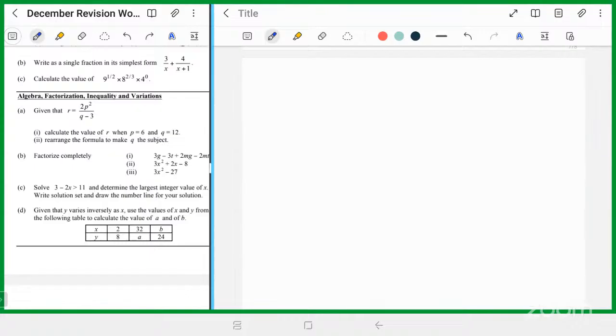Alright, first part now gives us this algebra we're doing now. I want us to calculate the value of r when p is 6 and q is 12. So that's straight substitution. So r is equal to 2p squared divided by q minus 3. It tells us that p is equal to 6 and q is equal to 12.